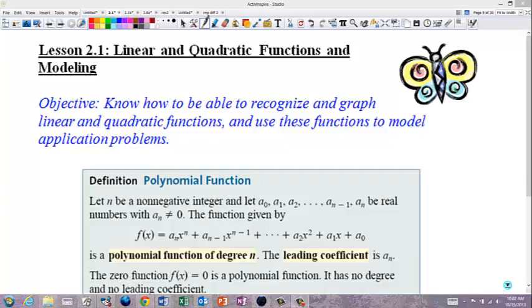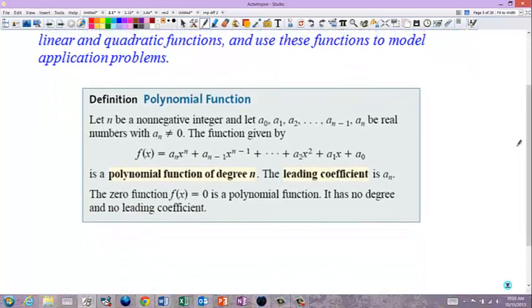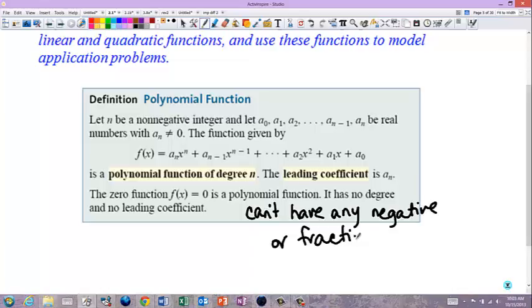Okay, this is our lesson on, this is what I'd call 2.1a on linear and quadratic functions and modeling. Some of this we're going to fly through and even skip over because we've done it already. The definition of a polynomial is basically a polynomial can't have any negative or fractional exponents. If it does not have a negative or fraction exponent, you're good to go.